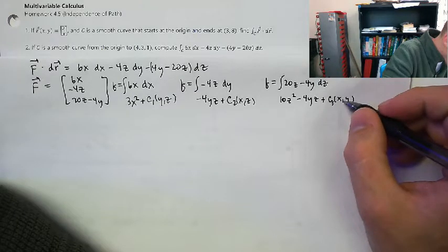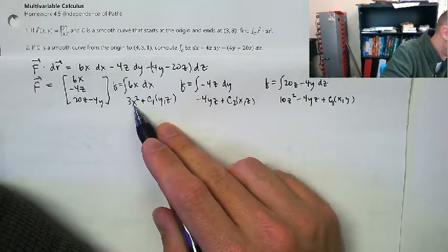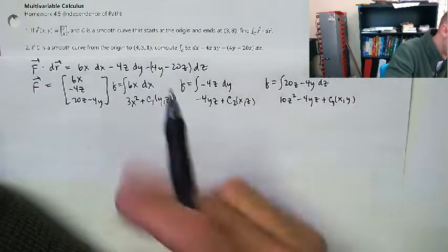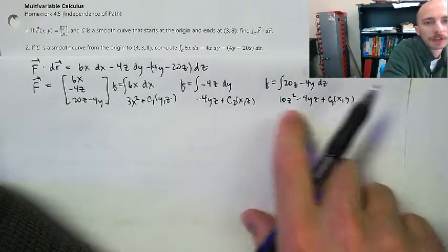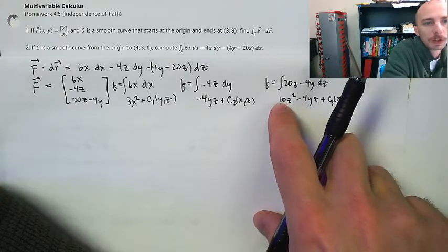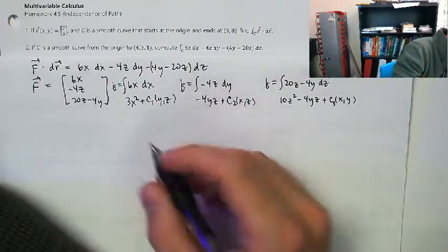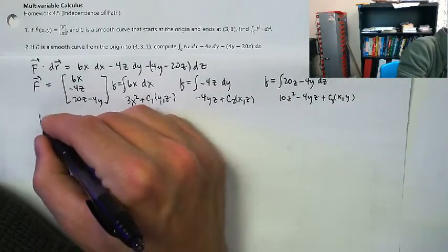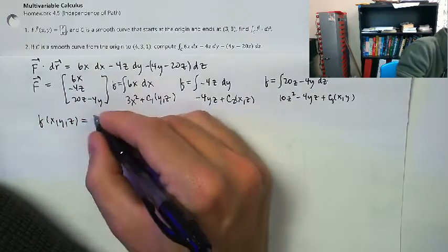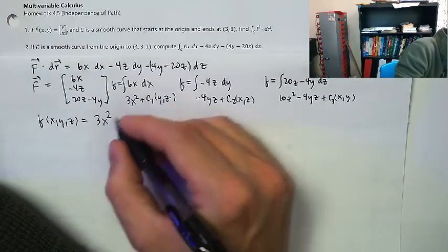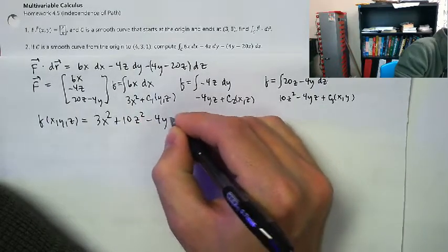Okay, the thing that depends on both x and y, I think that's got to be the 3x squared. The other ones, I'm confident that we'd see them in the partial derivatives. The one depending on x and z is going to be the 10z squared, and then this one is the negative 4yz. So in total, at least my hypothesis is f of x, y, and z is going to equal 3x squared plus 10z squared minus 4yz.